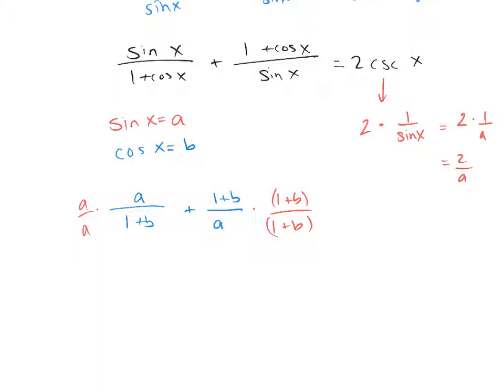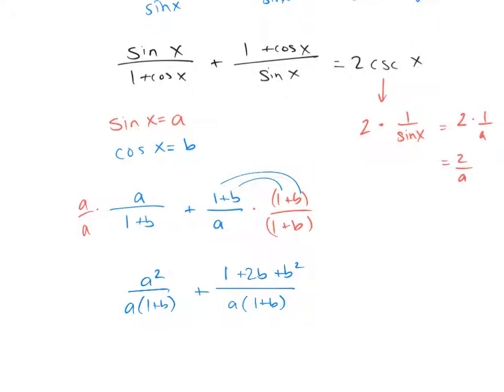So 1 times 1 is 1, and then it's plus my inner is b, my outer is b, so I have 2b total, and then I have b times b for my last, so b squared, all over a and 1 plus b. And my first fraction is just a squared over a times 1 plus b. And again, here, I'm just going to combine the top, a squared plus 1 plus 2b plus b squared, all over a and 1 plus b.